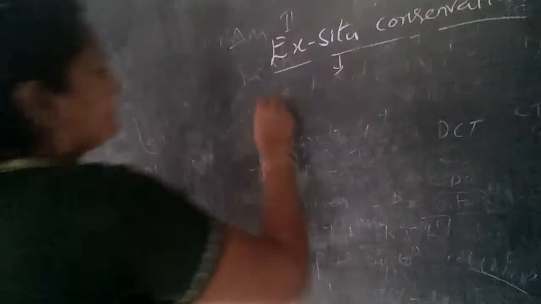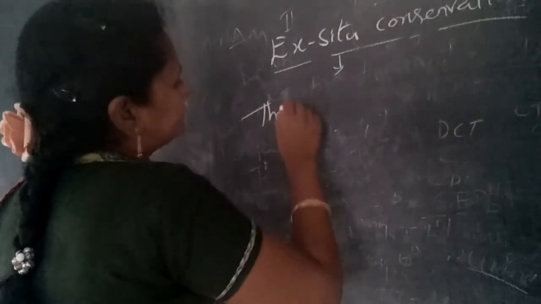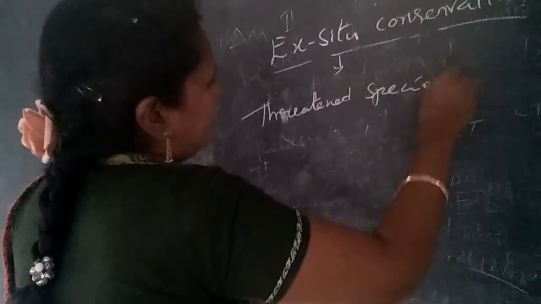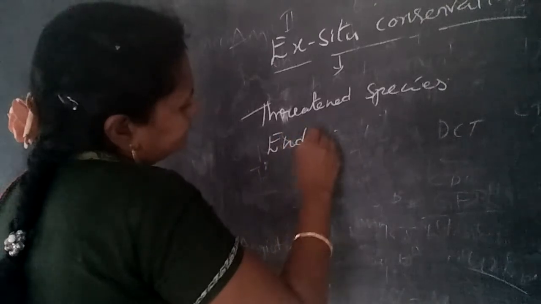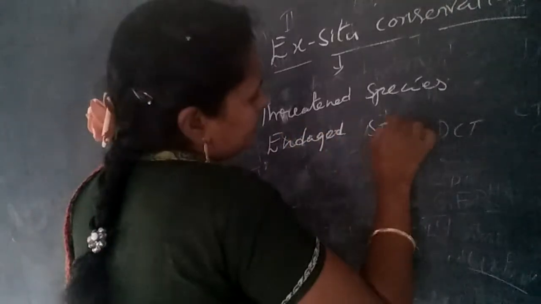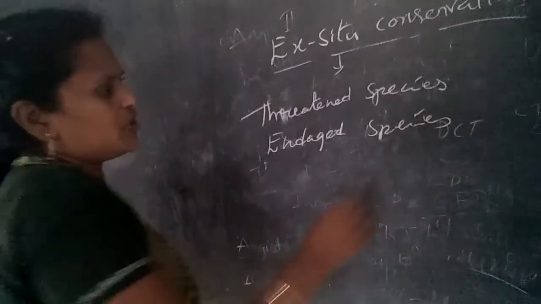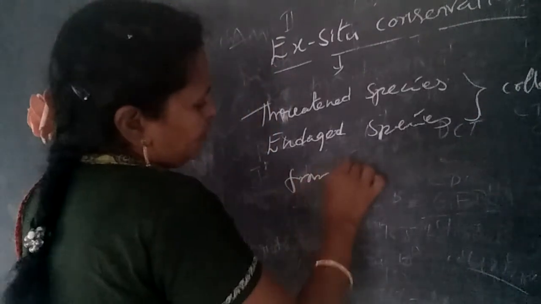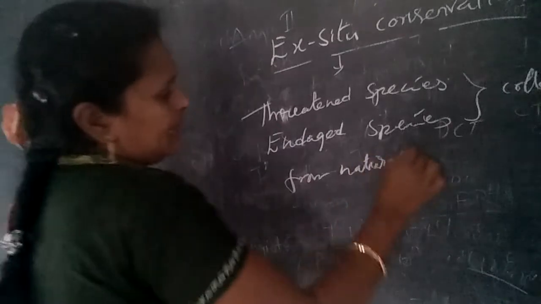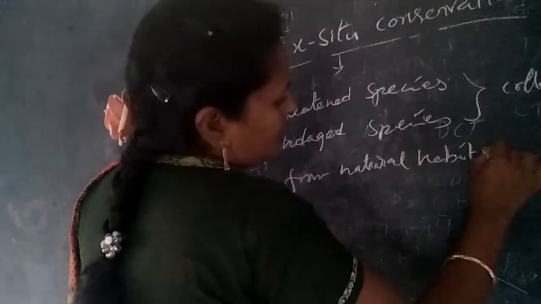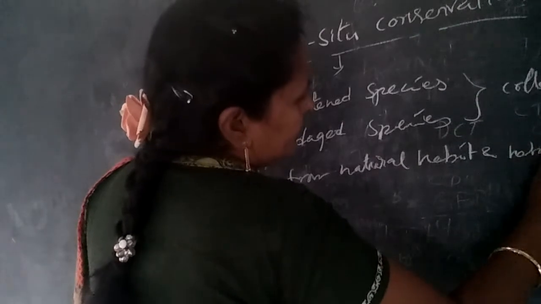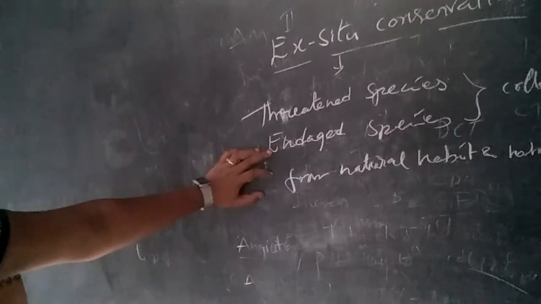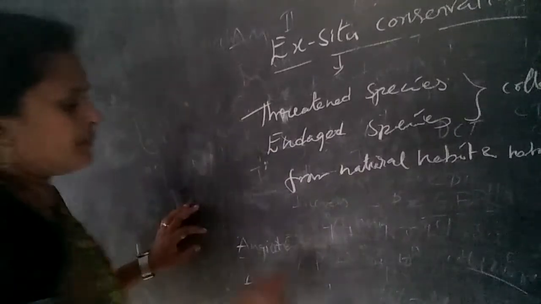Threatened species and endangered species are collected from the natural habitat, and they are protected in a particular place.